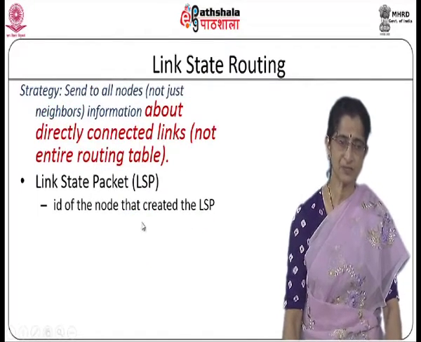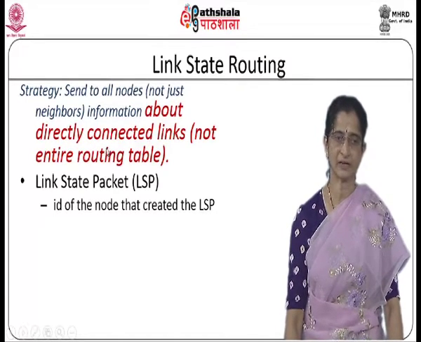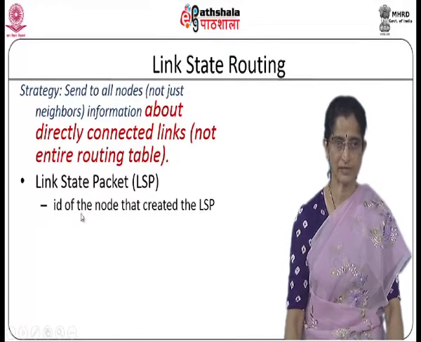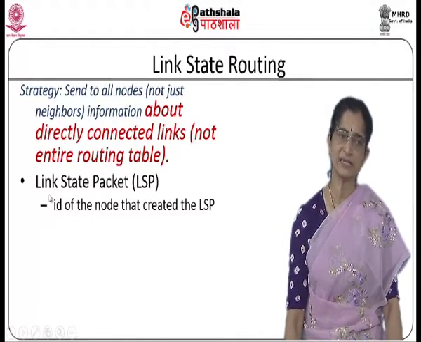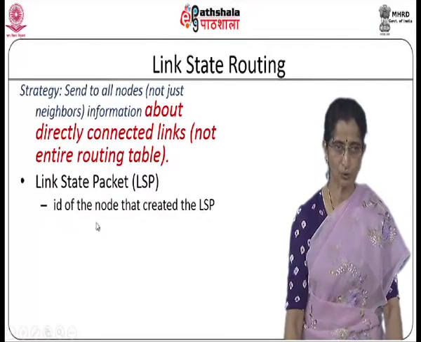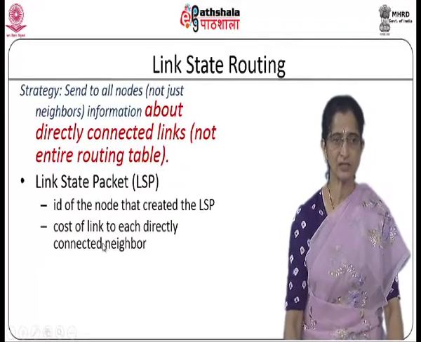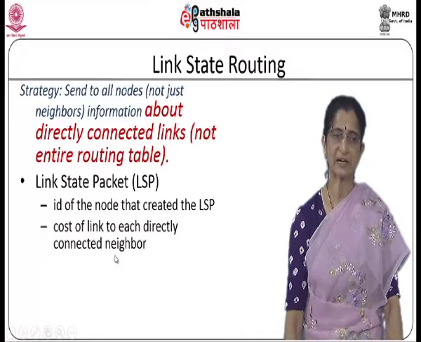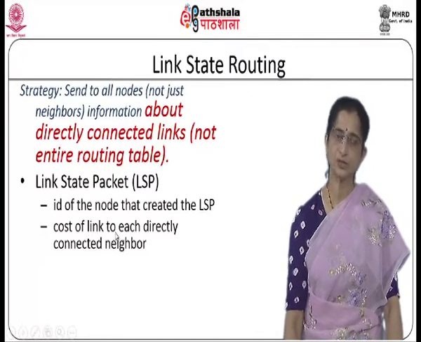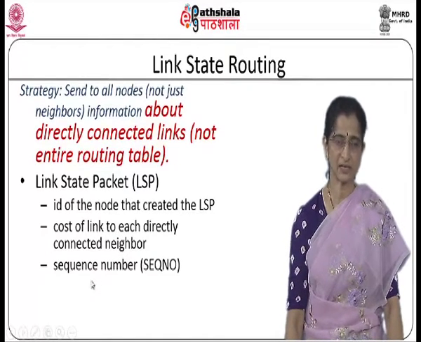Now, we said that first every node sends information about its directly connected links, not the entire routing table. How is this achieved? Basically, every node sends out something called a link state packet. What is there in this link state packet? It will have the ID of the node which is creating this LSP, link state packet, and the cost of the link to each directly connected neighbor. If a particular node is connected to 3 neighbors, the cost of the link to each of those 3 neighbors, that information is specified. And a sequence number.